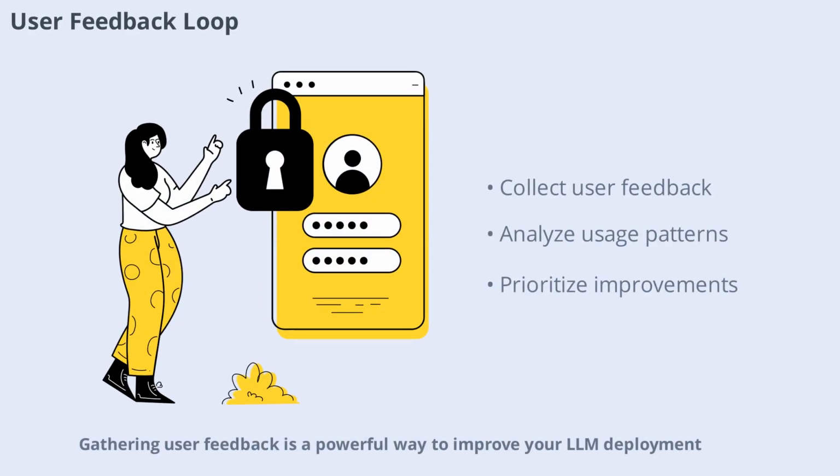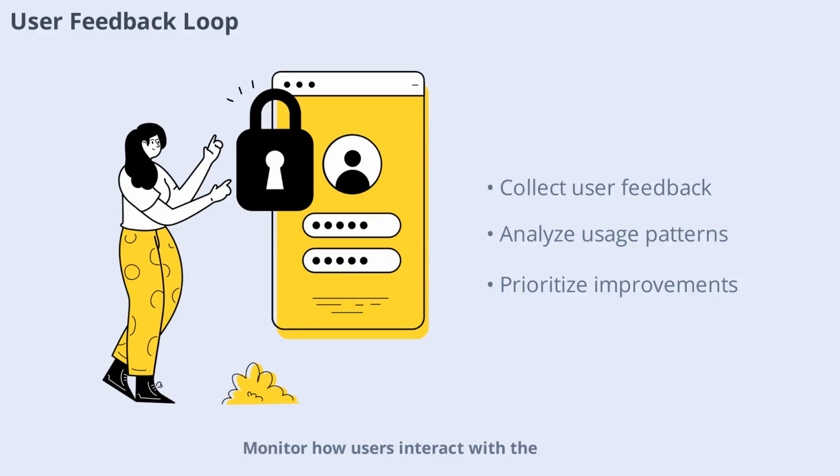Gathering user feedback is a powerful way to improve your LLM deployment. Monitor how users interact with the model and collect suggestions for improvement. This feedback helps you identify pain points and prioritize updates, ensuring your deployment continues to meet user needs over time.